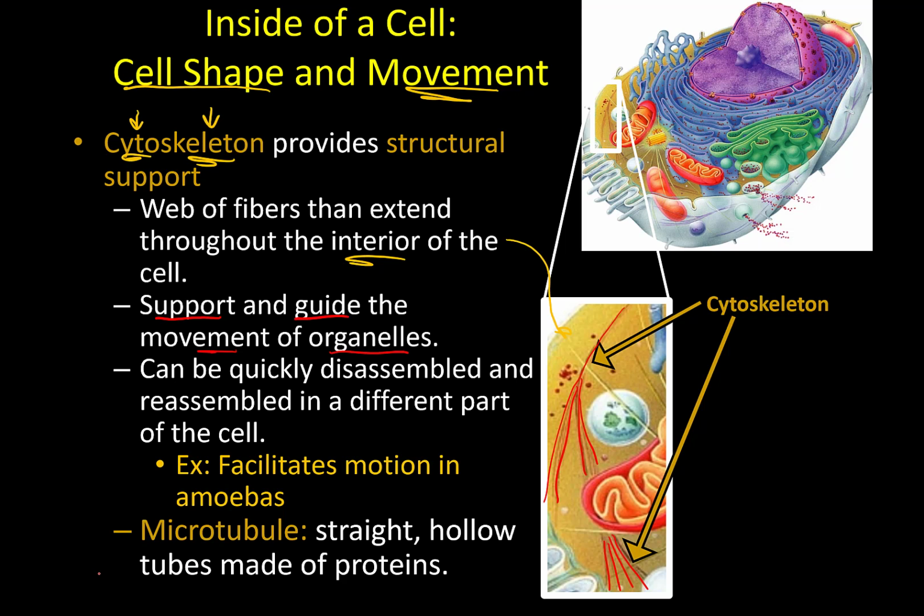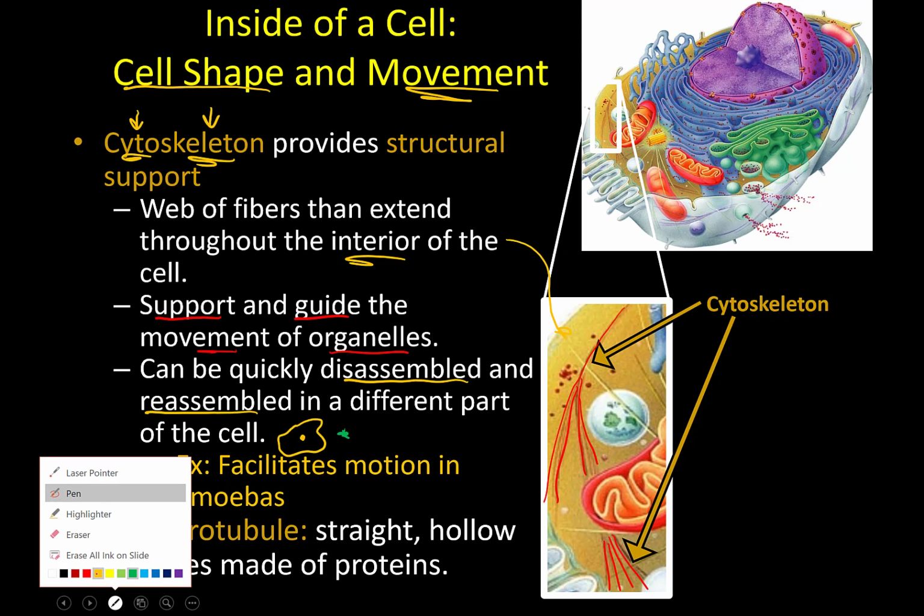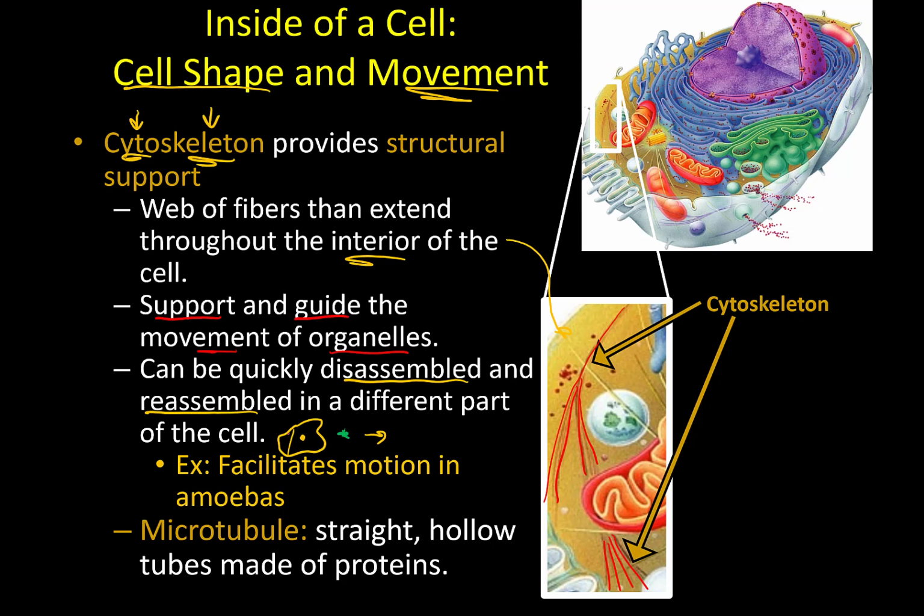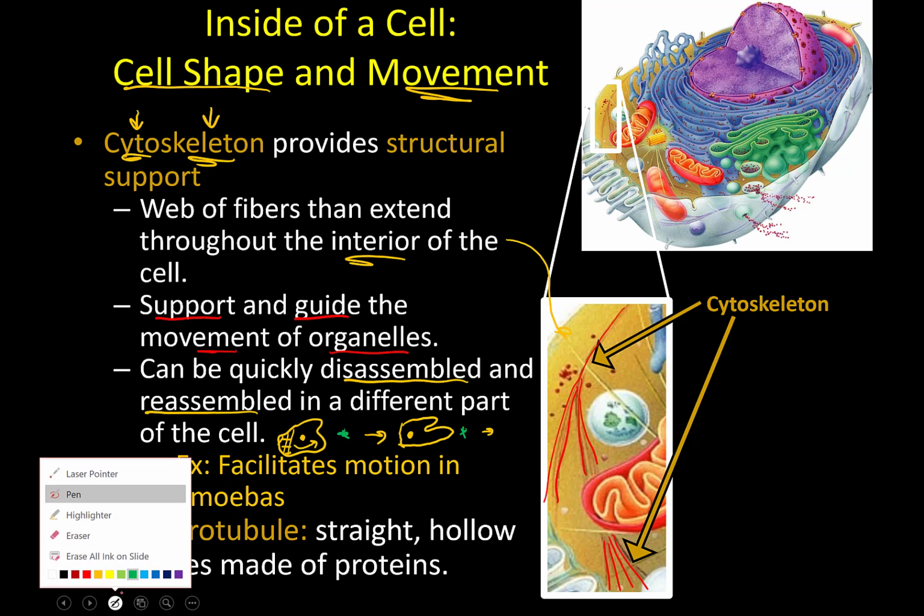The cytoskeleton can also, interestingly, be used for movement. It can be really quickly disassembled and reassembled in a different part of the cell to change the shape of that part of the cell. Amoebas are a classic example of this. If you start out with an amoeba that looks like this, but it wants to reach out for some, say, particle of food, what it can do is start to disassemble its cytoskeleton, say from this side of its cell, and move it to this side, so that slowly the shape of the amoeba begins to change, allowing it to reach out for that particle of food.